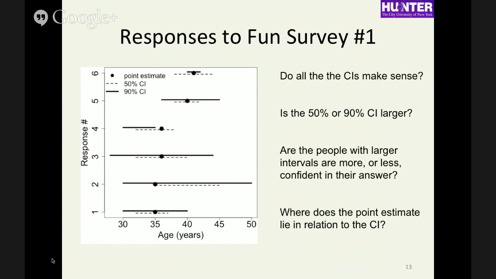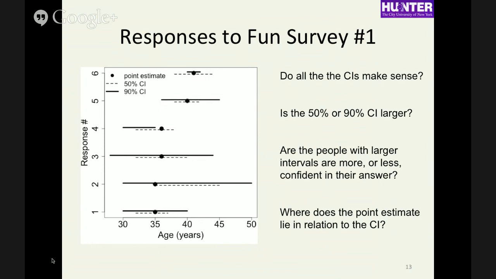Right. Their point estimate should be in there 90%. That's another point. If you look at the width of these two, they're almost the same. So the 90% confidence interval just got shifted over. I don't know, these were anonymous. I have no idea who they were.